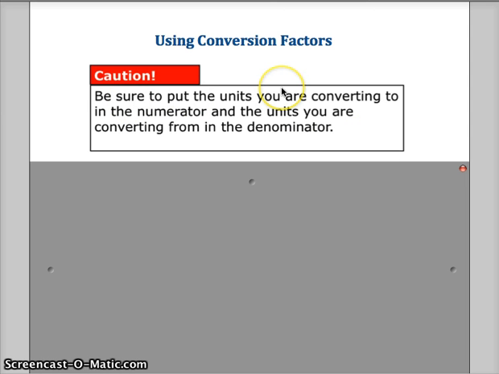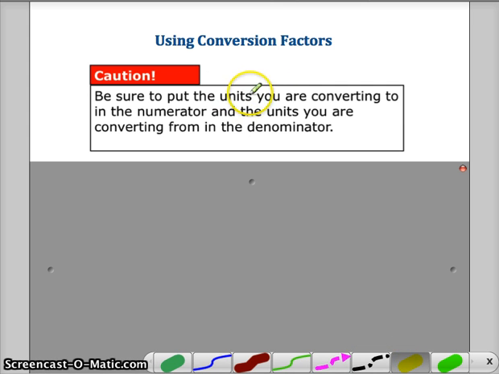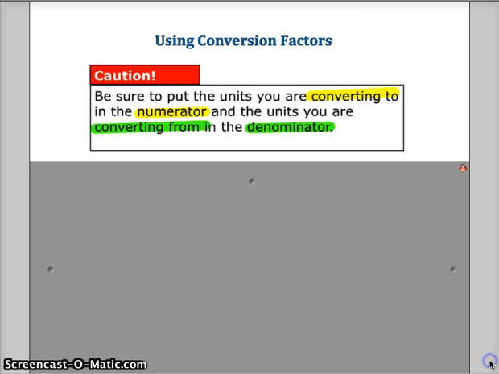When you're using conversion factors, and please make sure you either copy this or print this page and glue it into your notes, make sure to put the units you're converting to in the numerator, the units you're converting from in the denominator. Again, just to reiterate, make sure the units you're converting to are in the numerator, and the units that you're converting from are in the denominator. All right, let's check and see how that works.